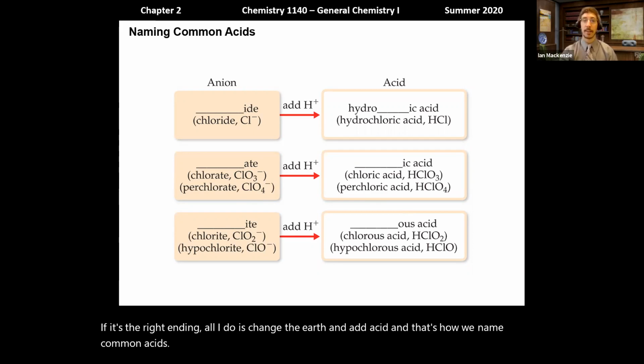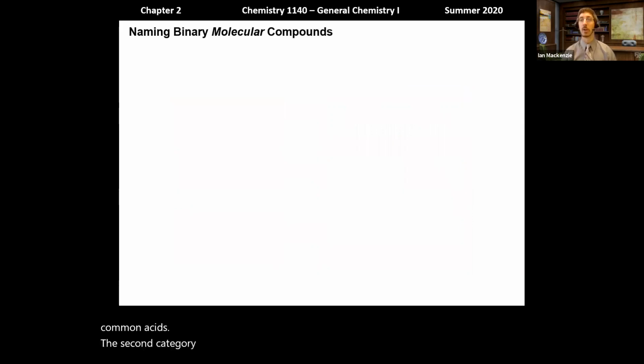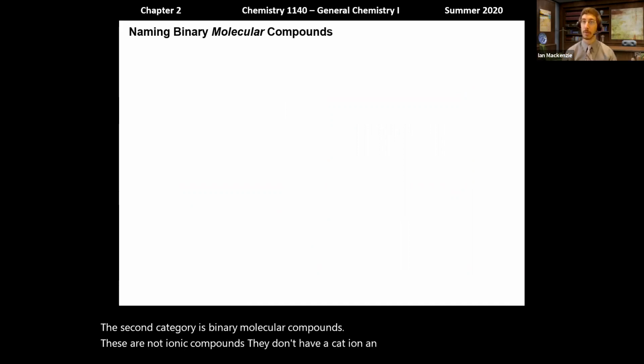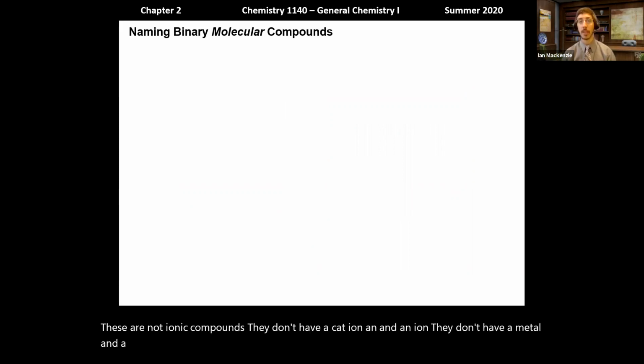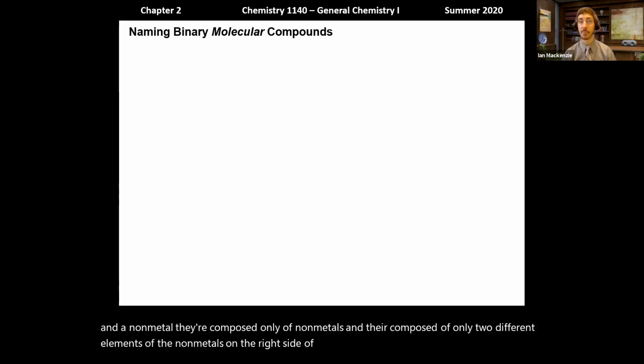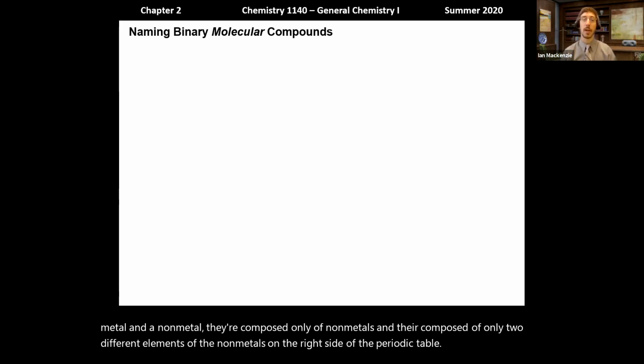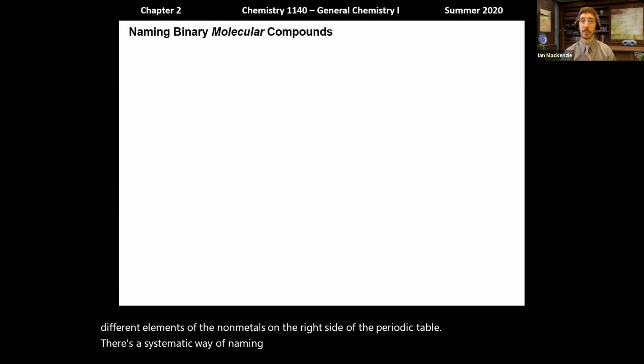Now, the second category is binary molecular compounds. These are not ionic compounds. They don't have a cation and an anion. They don't have a metal and a nonmetal. They're composed only of nonmetals, and only two different elements of the nonmetals on the right side of the periodic table. Now, there's a systematic way of naming these. It does have some exceptions, but I'll try to go through those for you.